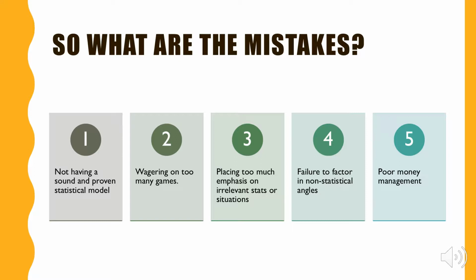Number 1, not having a sound and proven statistical model. We're going to later refer to this as the stat model. Number 2 mistake, wagering on too many games, and that's obvious. Number 3, placing too much emphasis on irrelevant stats or situations. Number 4, failure to factor in non-statistical angles, and this is very important. And the biggest mistake most people make when they're wagering on sports is poor money management.